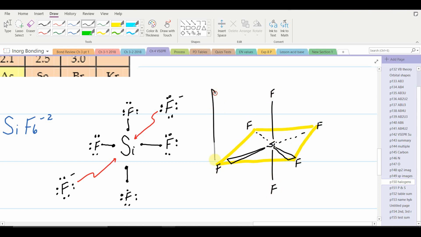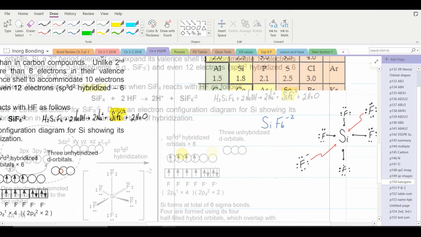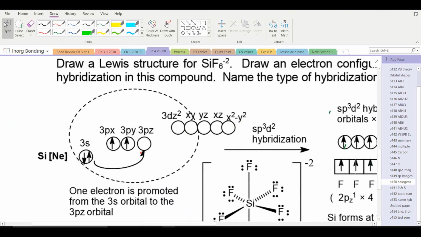The total charge on this is -2. So the formal charge on silicon has to be -2 since it has 6 electrons that it owns in the valence shell. All right, let's look at our formal representation here. Group 4A will have the electron configuration 3s2, 3px1, 3py1. In order to form 6 sigma bonds, it'll need 6 hybridized orbitals.